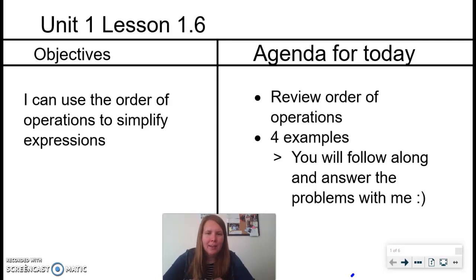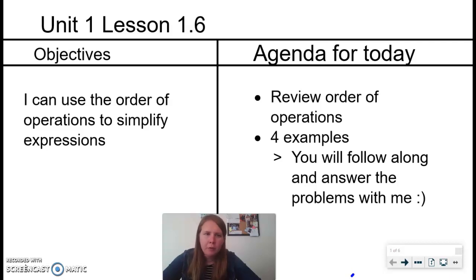What we are going to be doing today is actually something that we already kind of did at the beginning of this year to kind of help us set up. So most of this video is going to be very interactive, and I'm going to ask that you follow along and solve the problems. We're going to continue using that Ed puzzle here, so it's probably where you've already logged into. Your objective is: I can use the order of operations to simplify expressions.